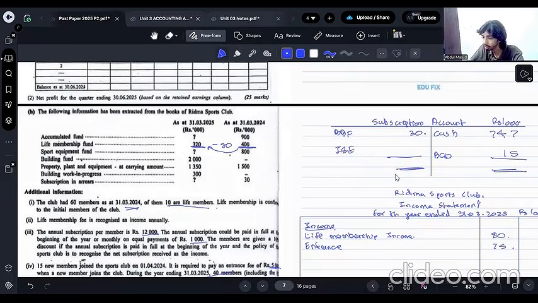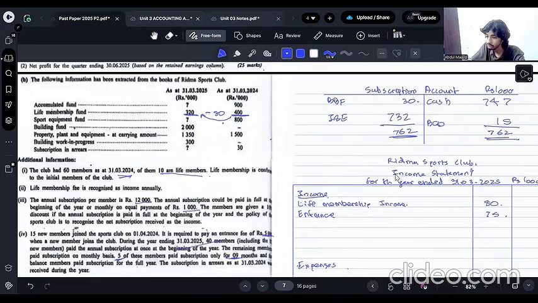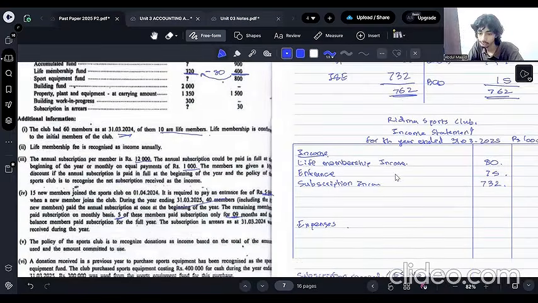747 plus 15, 762. 762 minus 30, 732. So then subscription income will be 732,000. Okay. Then next.